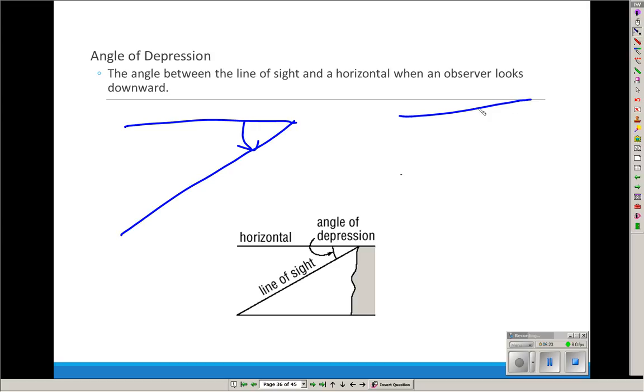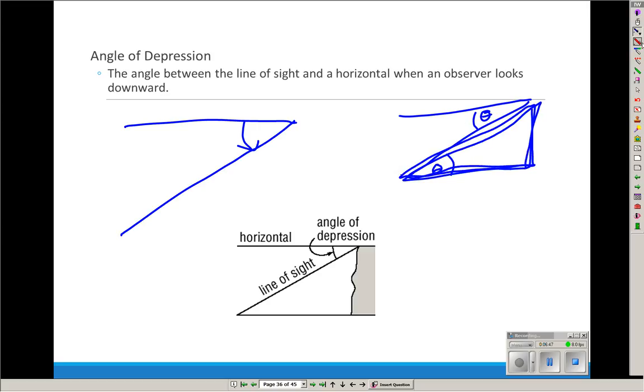And one thing to notice is that whether it's an angle of depression or an angle of elevation, those two angles are congruent because they're alternate interior angles. So oftentimes you'll find it to be easier to move it to the angle of elevation because maybe your right triangle is more obvious down here.